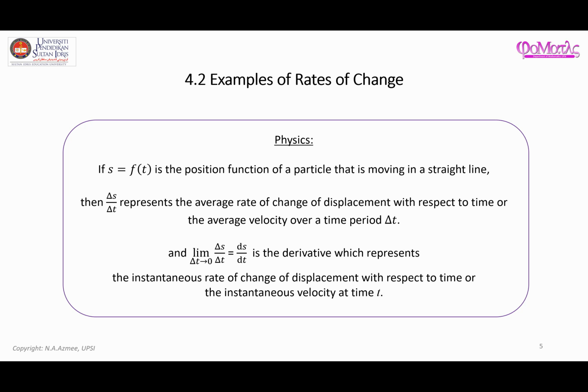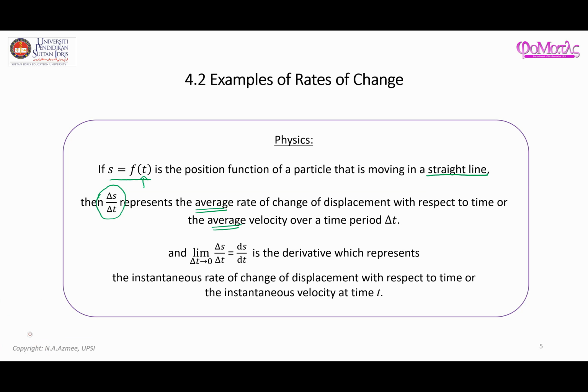In this video, I'm going to give an example of rate of change, and the problem here is related to physics. Let's say we have a position function given by s. S is equal to a function that depends on t, and this function tells the movement of a particle in a straight line. Therefore, delta S over delta T represents the average rate of change of displacement with respect to time, or in other words, the average velocity over a time period delta T.